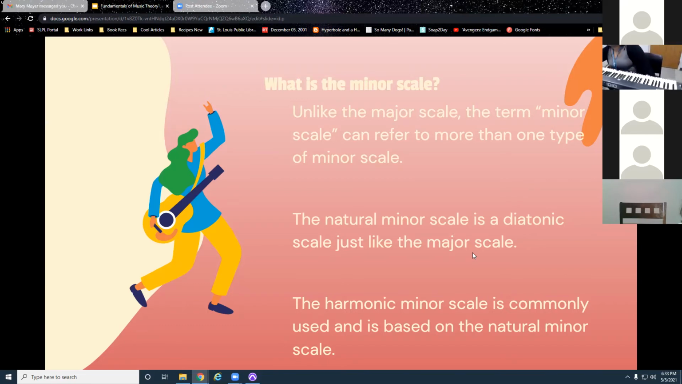But for our purposes, since we're only doing the fundamentals and sort of simplifying music theory, when we talk about the minor scale, we are just going to be referring to the natural minor scale. The harmonic minor scale is frequently used, but most often in something like jazz.